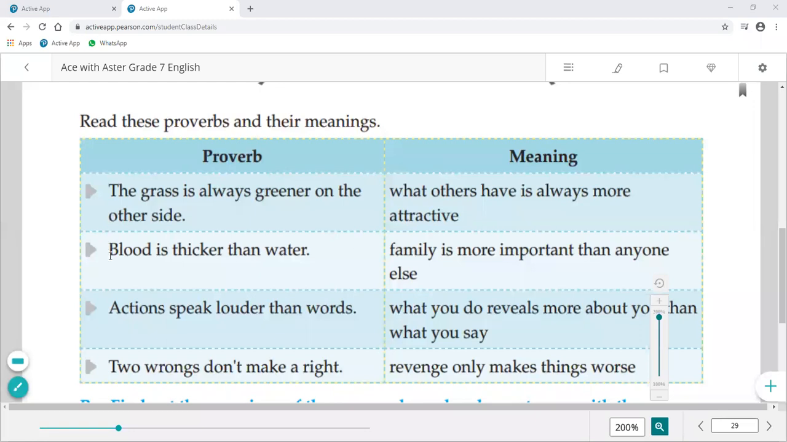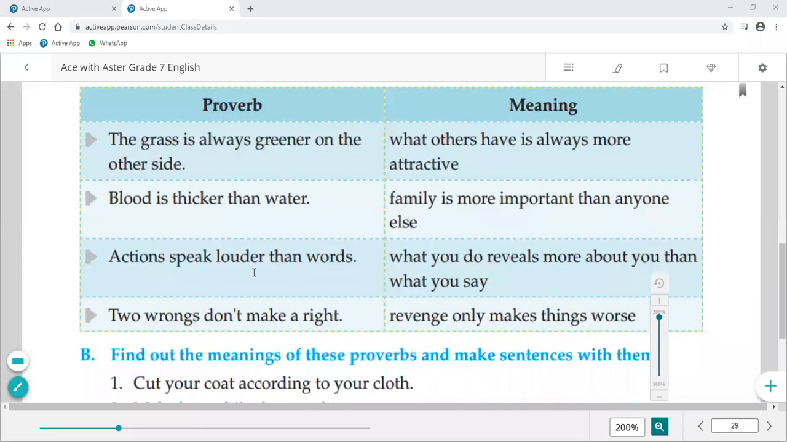Second proverb is blood is thicker than water. Here the meaning is family is more important than anyone else. Okay. Third is actions speak louder than words. So what you do reveals more about you than what you say. This tells more about you. Okay. Two wrongs don't make a right. Revenge only makes things worse. Things that come from revenge always get worse. We should not think about it. So these are the meanings of the proverbs.